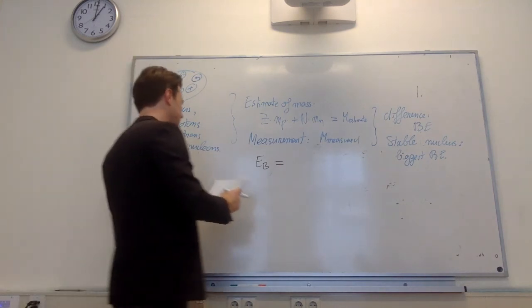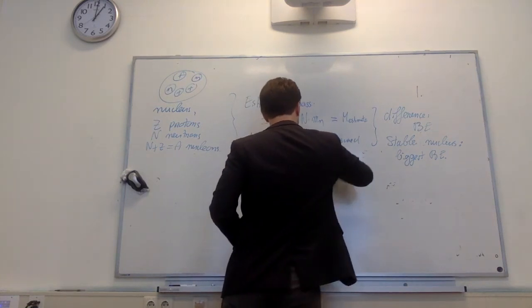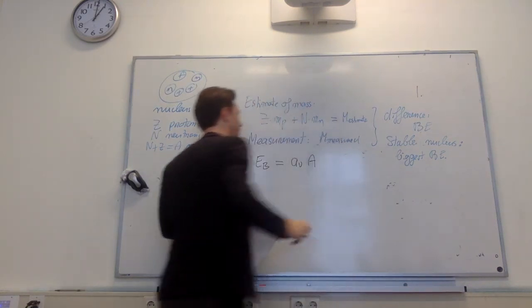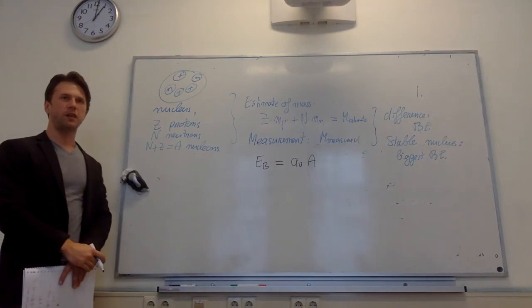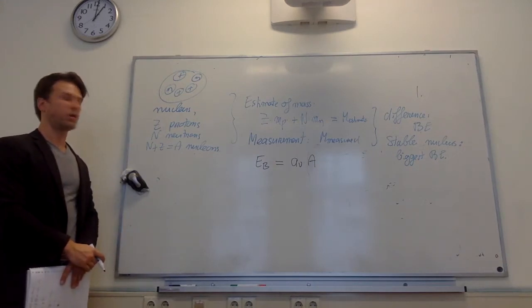He said the first term goes like this. Some number times A, where A is the number of protons and neutrons put together. Why?